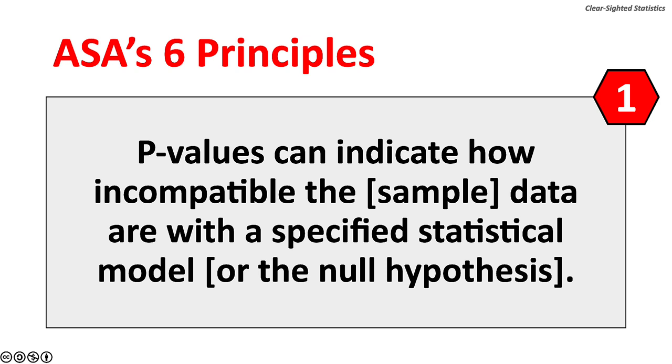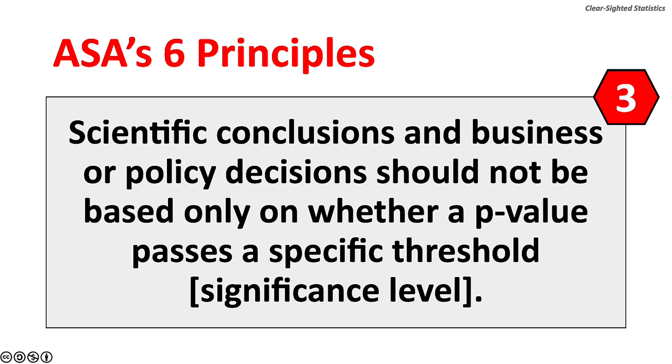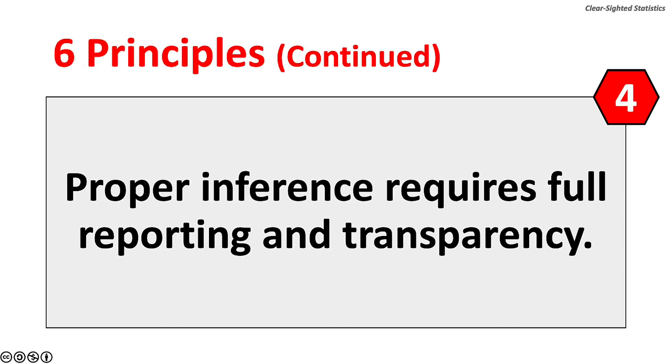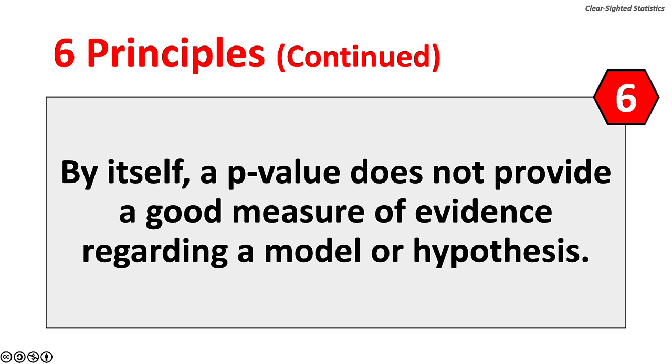1. P-values can indicate how incompatible the data are with the specified statistical model. 2. P-values do not measure the probability that the studied hypothesis is true or the probability that the data were produced by random chance alone. 3. Scientific conclusions and business or policy decisions should not be based only on whether a p-value passes a specific threshold. 4. Proper inference requires full reporting and transparency. 5. A p-value or statistical significance does not measure the size of an effect or the importance of a result. 6. By itself, a p-value does not provide a good measure of evidence regarding a model or hypothesis.